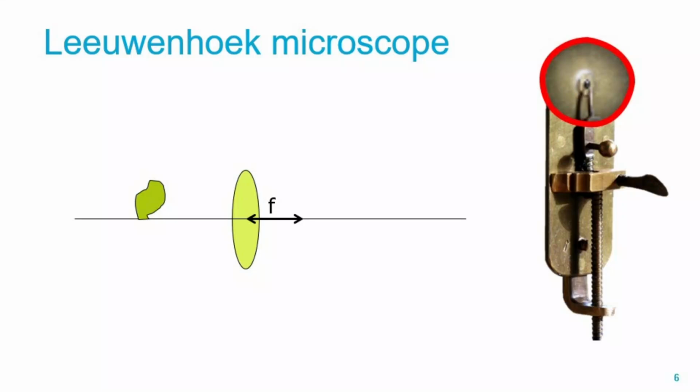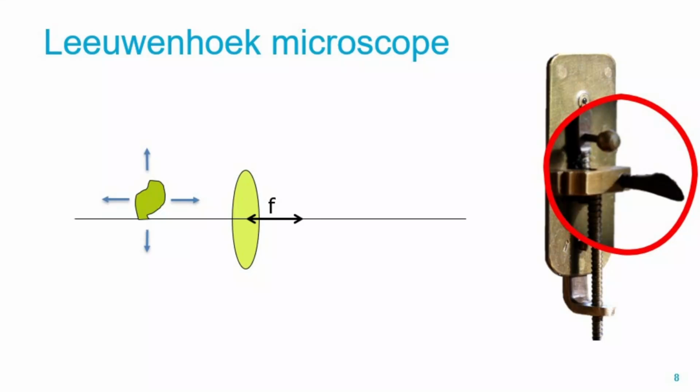Now below the pin you see two screws. One screw is used to position the sample in the center of the field of view of the lens. The other screw is used to move the pin with the sample in and out of focus. This very simple microscope works with a single lens, and the magnifying properties of a single lens are known by the famous lens maker's formula.